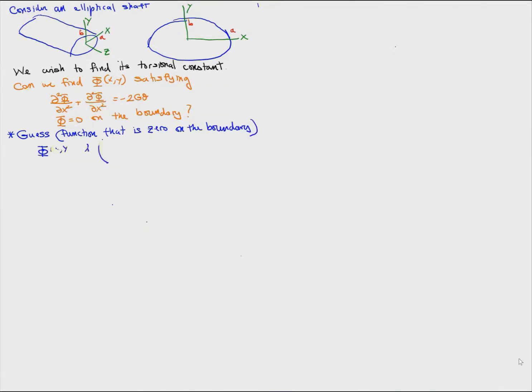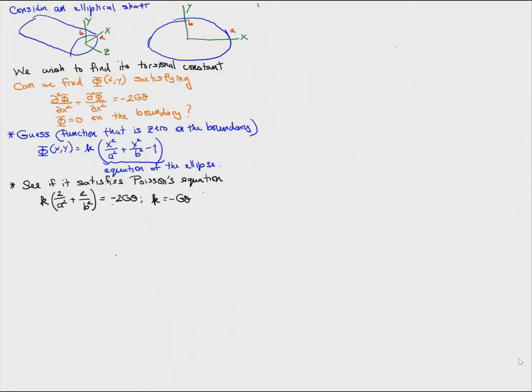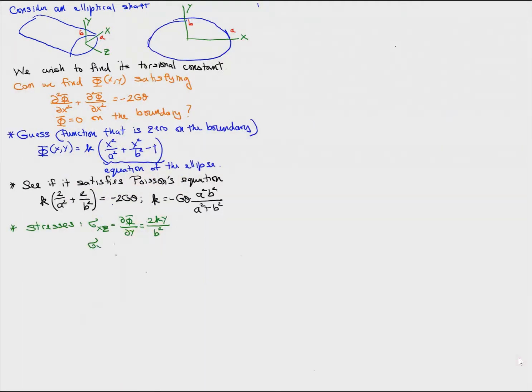So let's guess the stress function. We can find one that is 0 at the boundary by simply taking it to be the equation of the ellipse. And then let's multiply it by a k and see if this guess function will satisfy Poisson's equation. If we substitute it in, we see that if we pick k equals minus G theta times a squared b squared divided by a squared plus b squared, such a stress function will satisfy Poisson's equation and the boundary conditions.